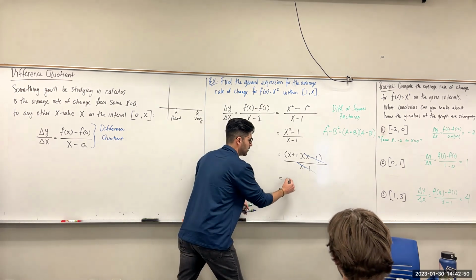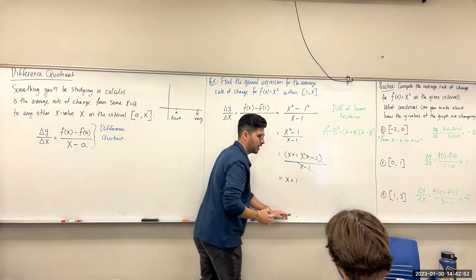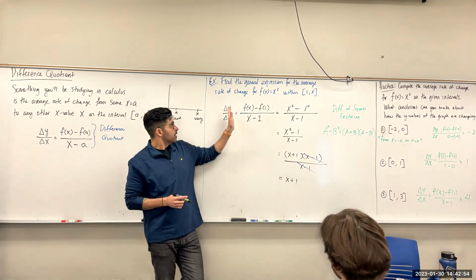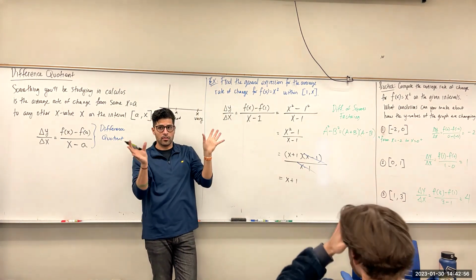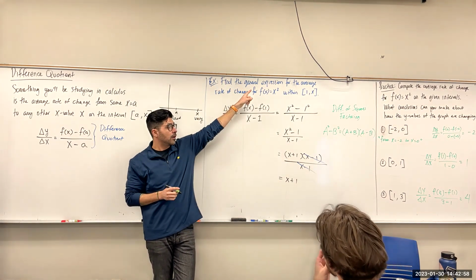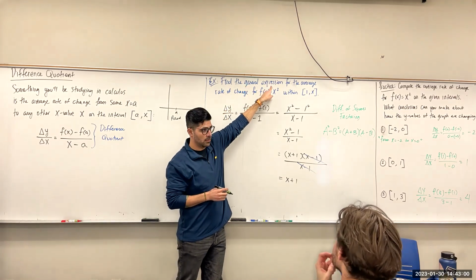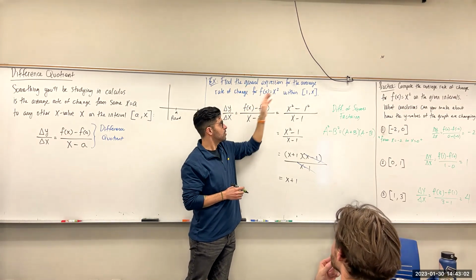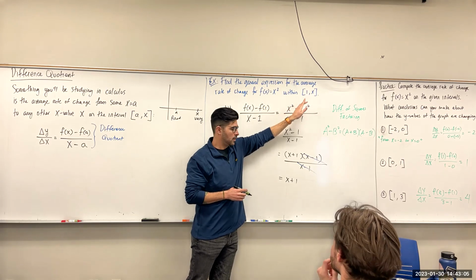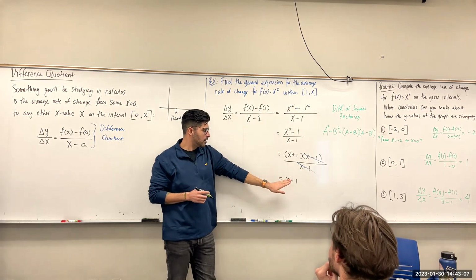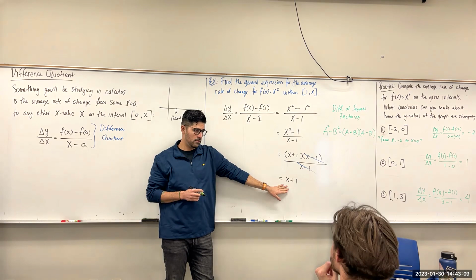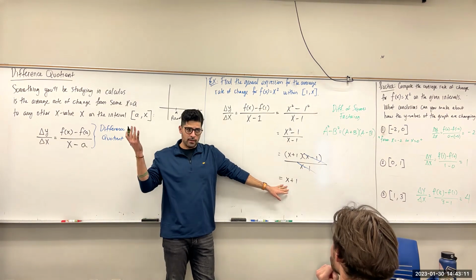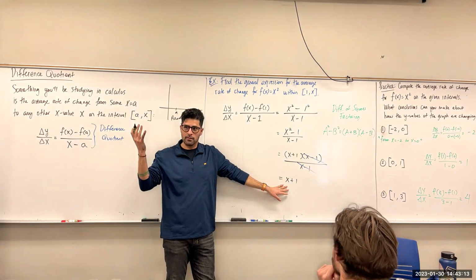Okay, but here, this part's kind of funky. Let's just kind of internalize the algebra. So you're being asked to find the general expression of the average rate of change within this interval. You do all this work and then you get this expression, x plus 1. What does that mean? What is that doing?